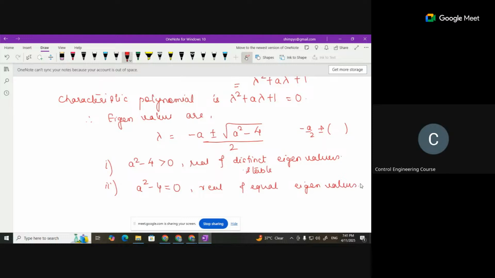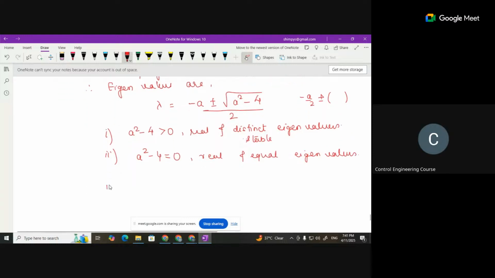And in the third case, we have a square minus 4 less than 0. You tell me. Complex conjugate eigenvalues with real part as minus a by 2. Is it correct? Yes, ma'am.